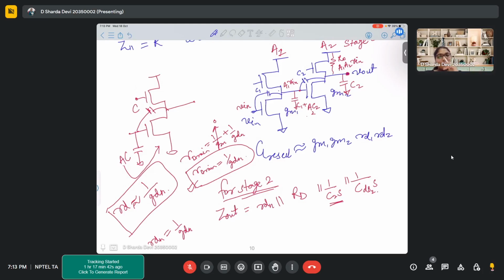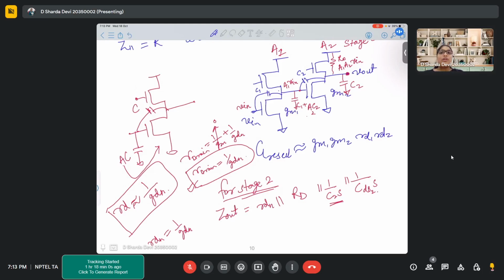Now we know for a capacitor, when you add things in parallel, it actually increases the capacitance. Whereas when a resistor is added in parallel, it actually reduces the resistance. Correct?